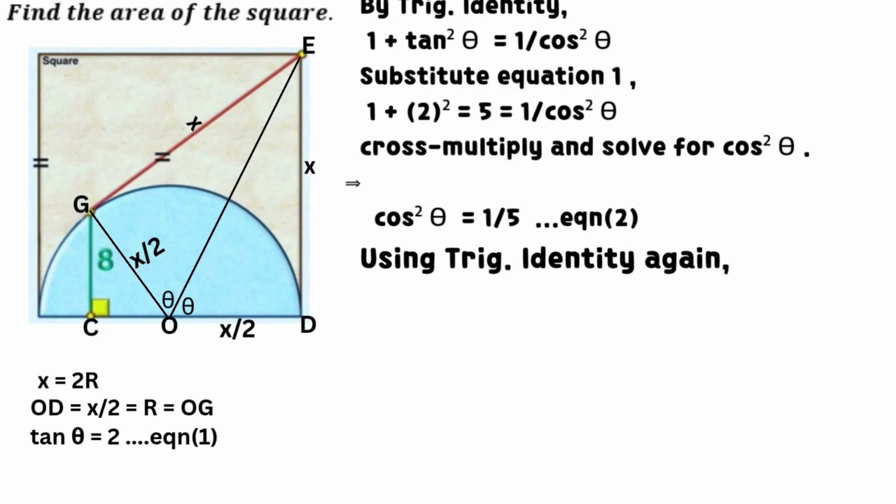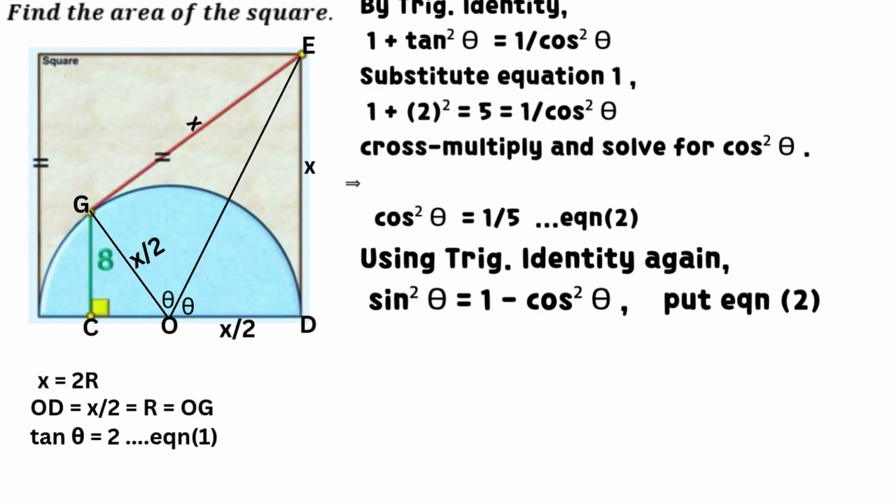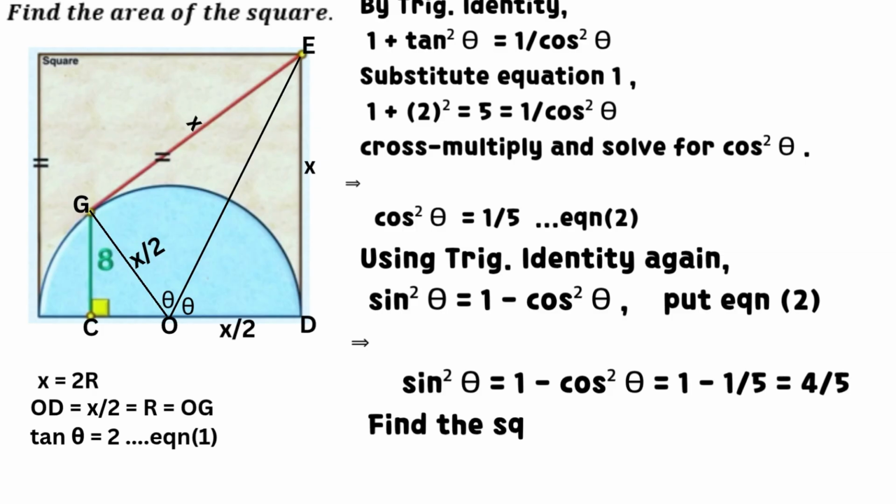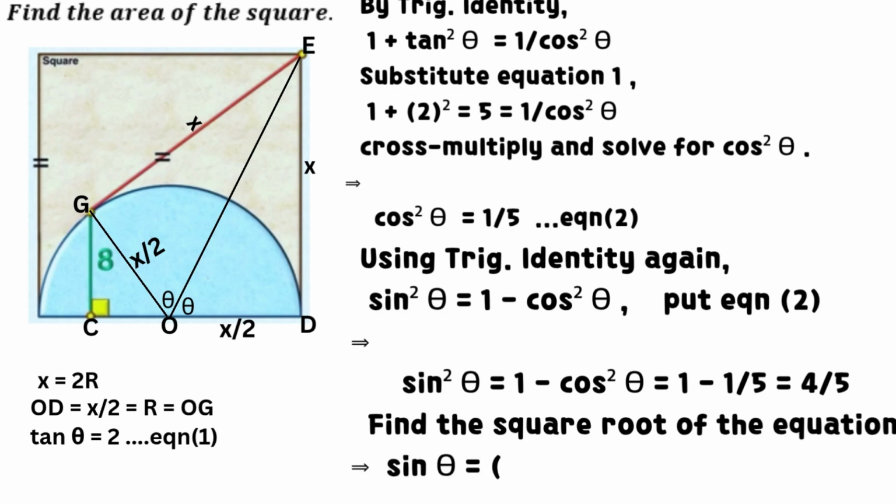Using trigonometric identity again, sine square theta equals 1 minus cosine square theta. Put equation 2. It signifies that sine square theta equals 1 minus cosine square theta, which equals 4 divided by 5. Find the square root of the equation. This implies that sine theta equals the square root of 4 over 5, which equals 2 divided by the square root of 5. We call it equation 3.